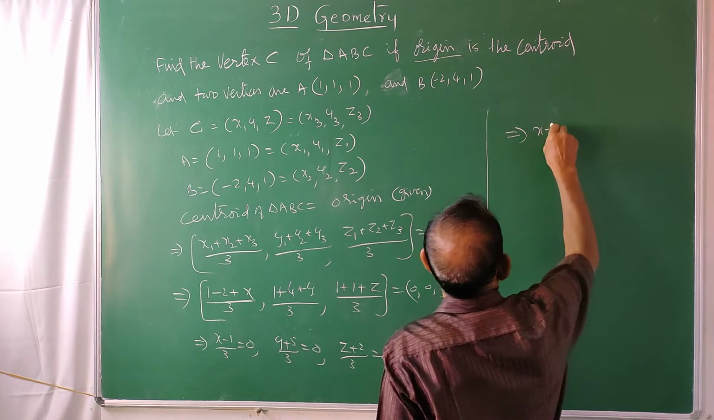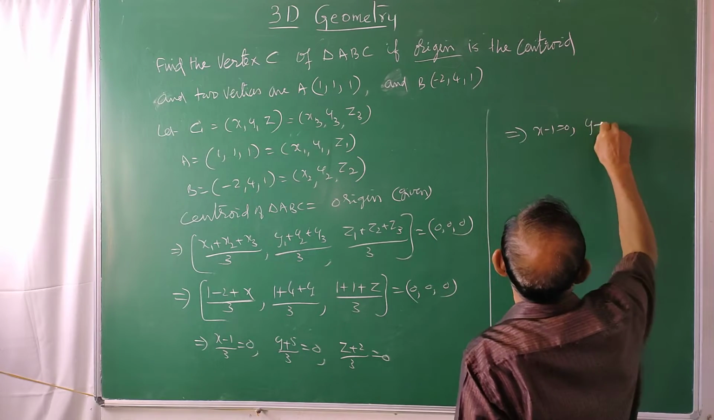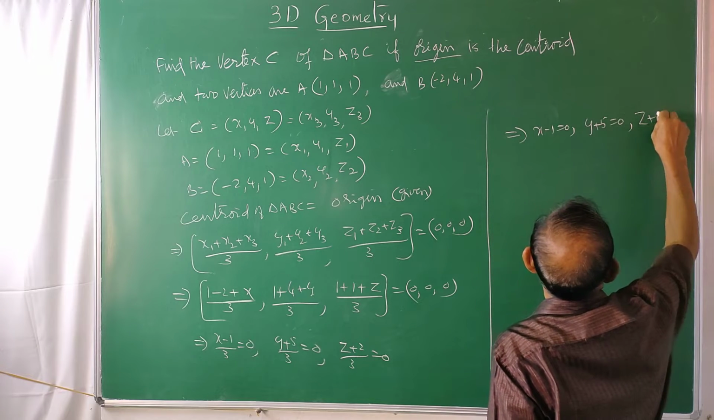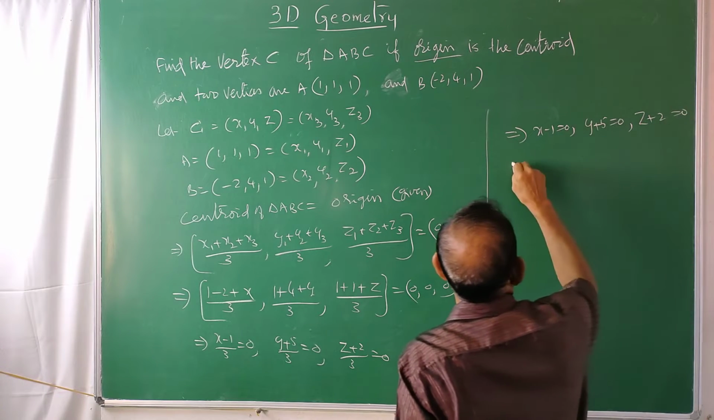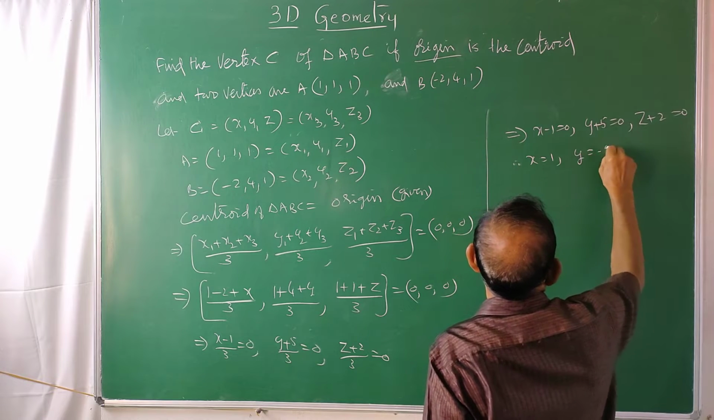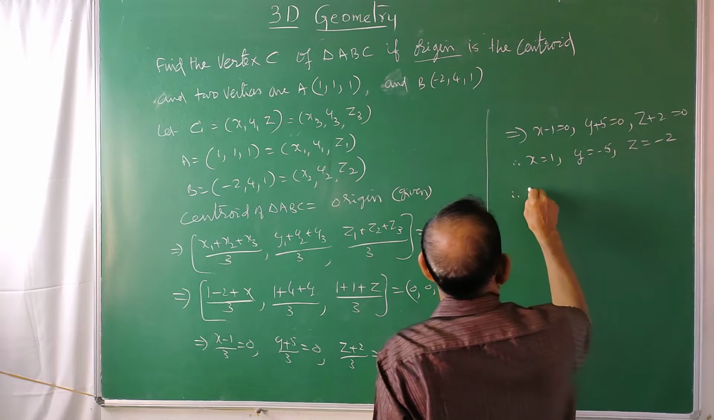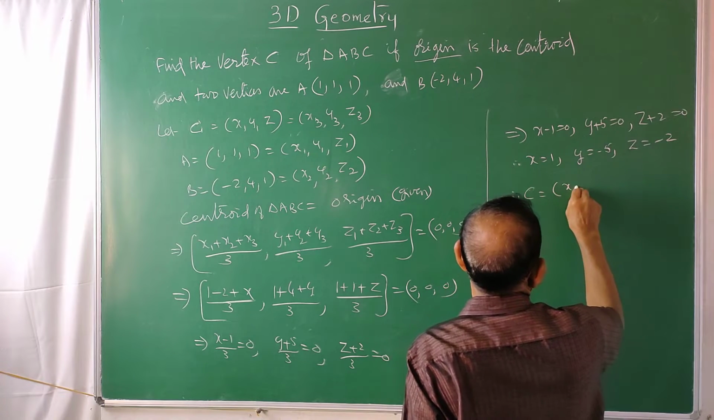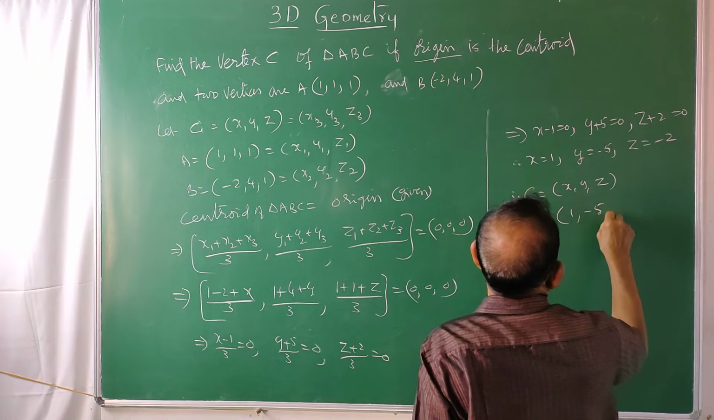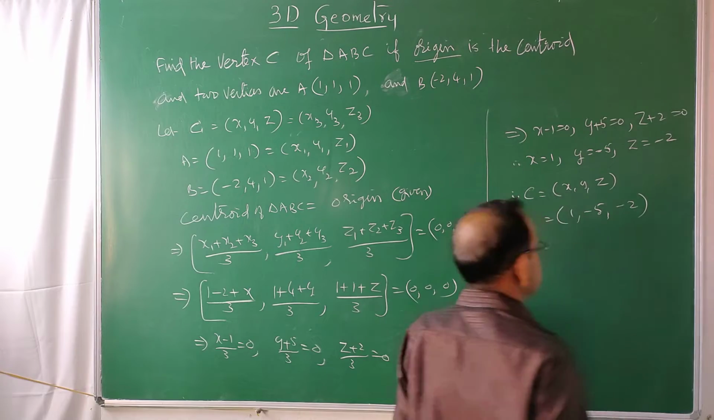That implies x minus 1 is equal to 0, y plus 5 is also 0, and the last one z plus 2 is equal to 0. Therefore, x is equal to 1, y is equal to minus 5 and z is equal to minus 2. Therefore, C is equal to x, y, z equal to 1, minus 5 and minus 2. So this is the third vertex C.